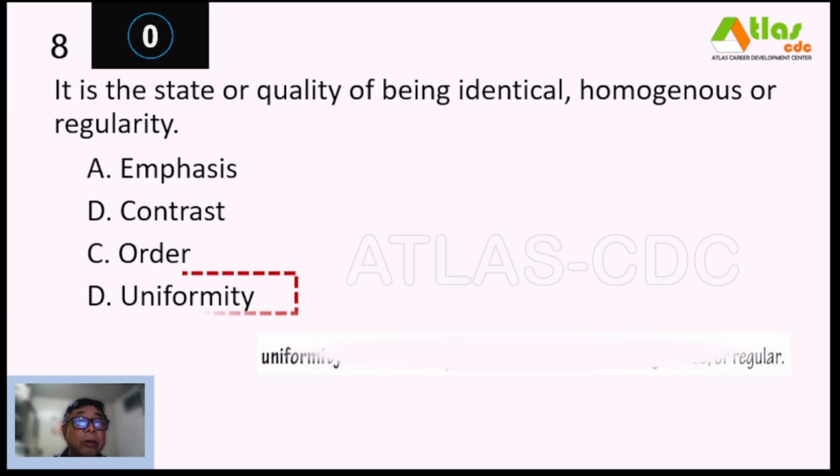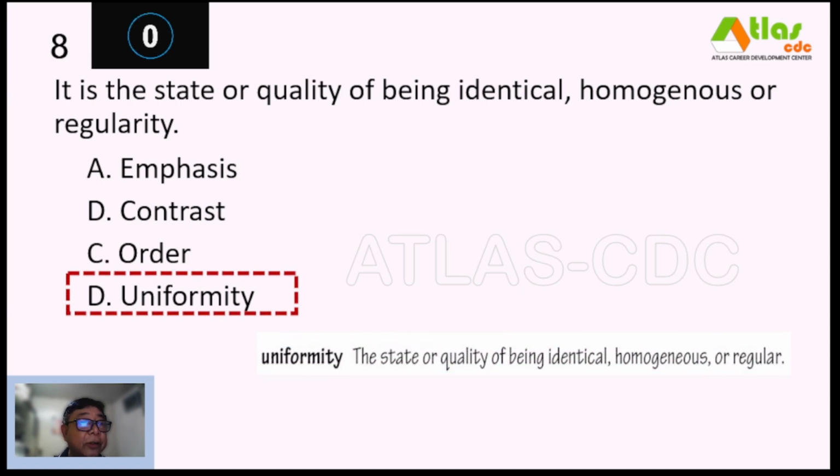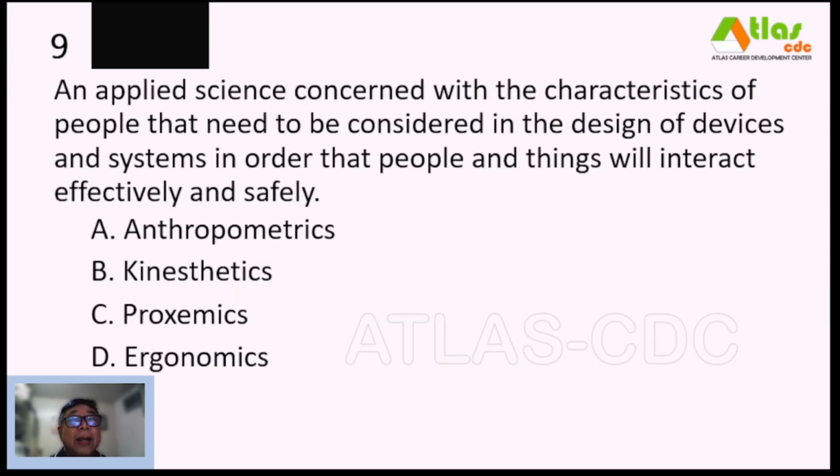And our correct answer is letter D, uniformity. That is the definition. And number 9, an applied science concerned with the characteristics of people that need to be considered in the design of devices and systems in order that people and things will interact effectively and safely. A. Anthropometrics. B. Kinesthetics. C. Proxemics. And D. Ergonomics.